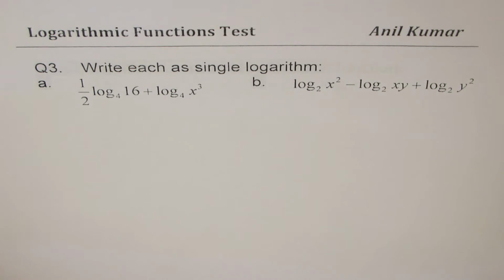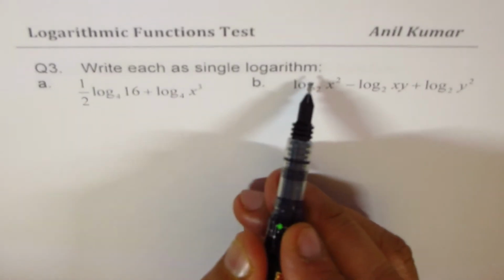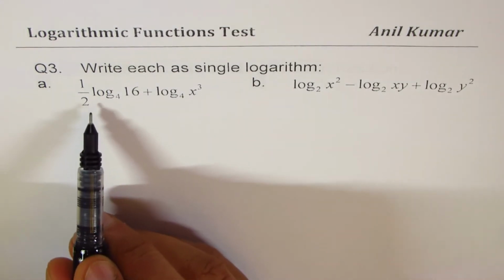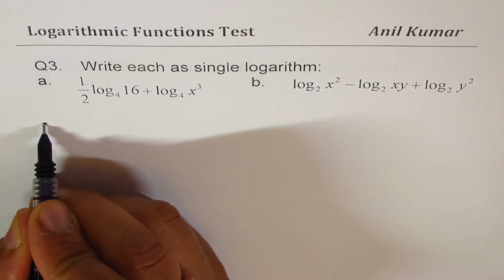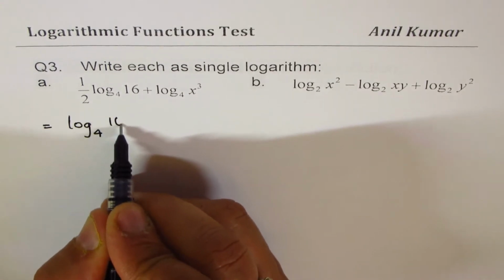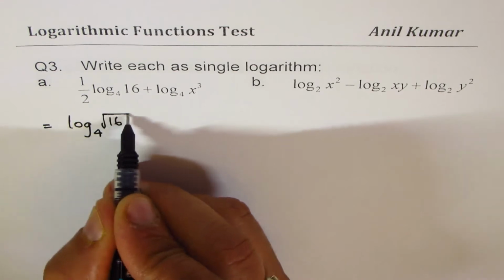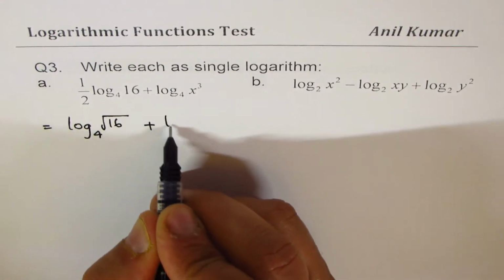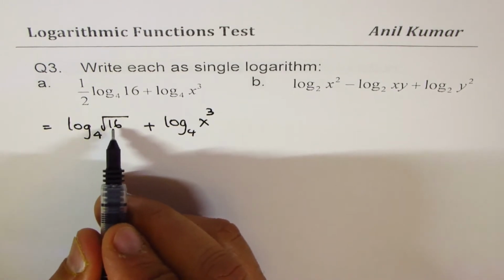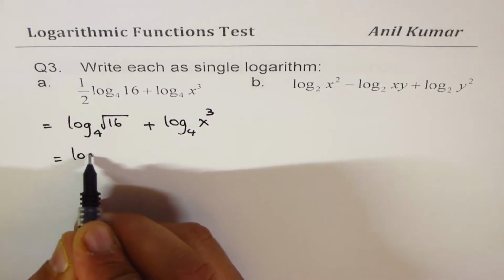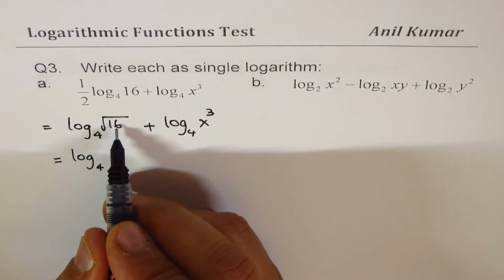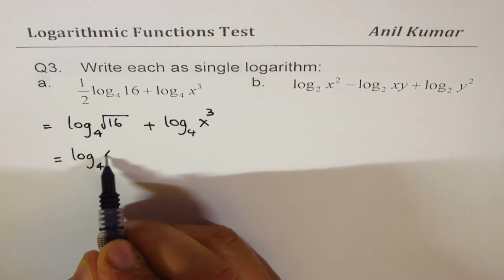Question number 3. Write each as single logarithm. We got half. So we'll use the laws of logarithm here. So first is the power law. We can write this as log to the base 4 of 16 to the power of half. Let me write square root here. Plus we have log to the base 4 of x cubed. Now square root of 16 is 4. So we get here log to the base 4. Square root of 16 is 4.